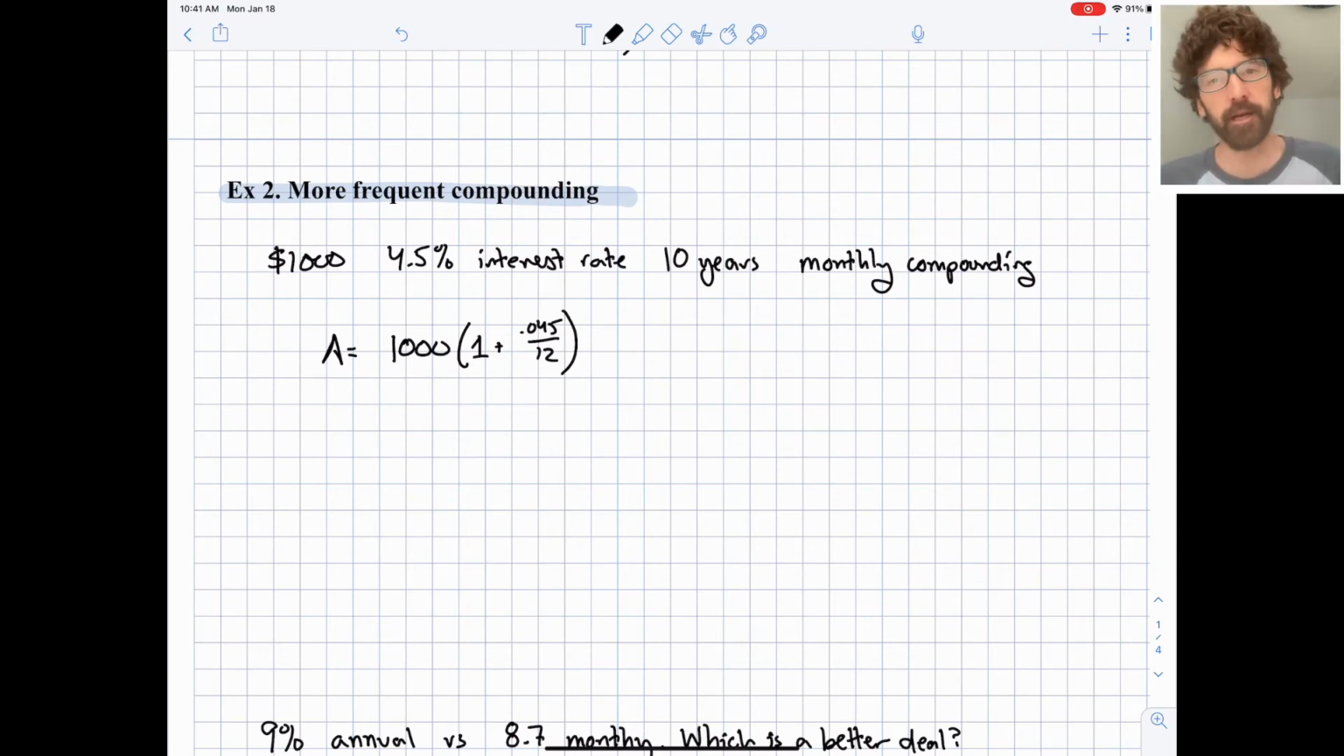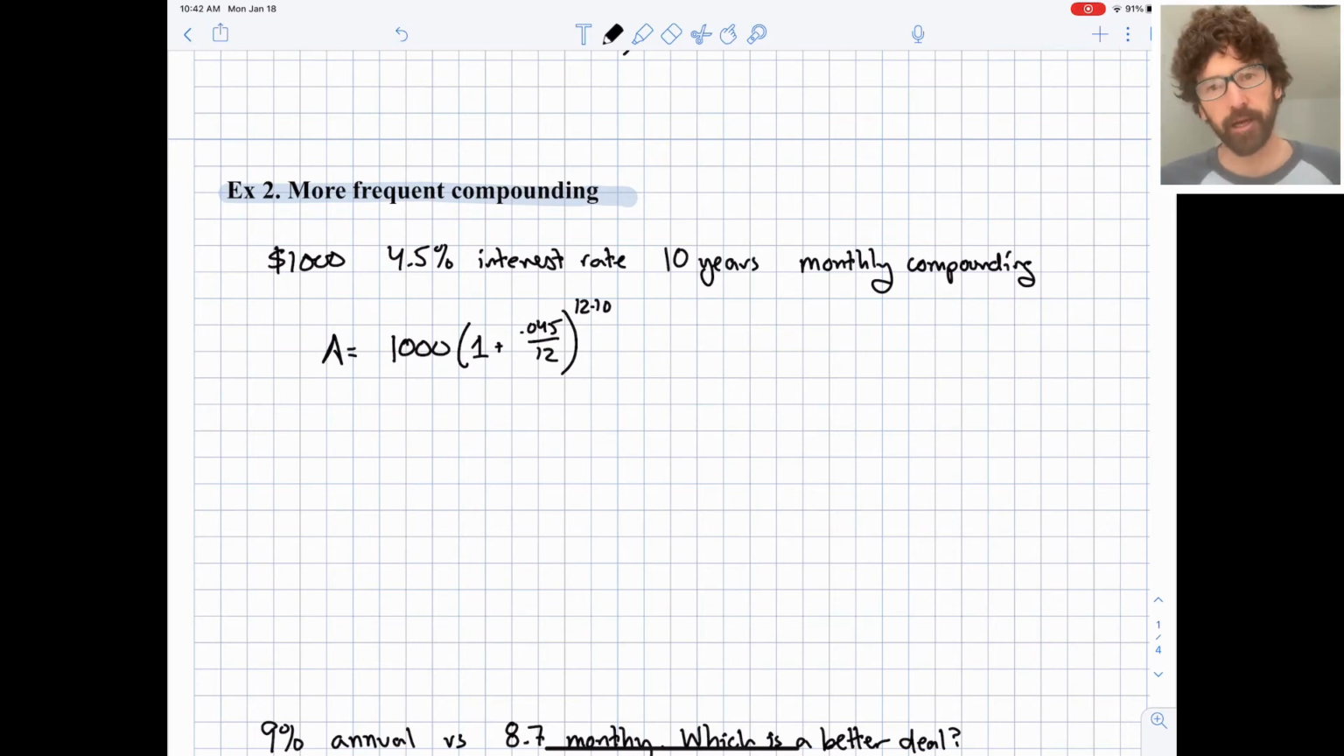And then how many compounding periods overall happen? 12 per year over the course of 10 years. That's why we do 12 times 10, to think about how many times we're incorporating this newly earned interest into our bank account.